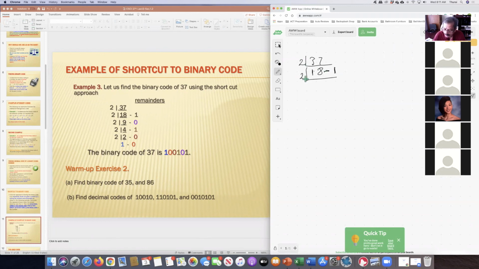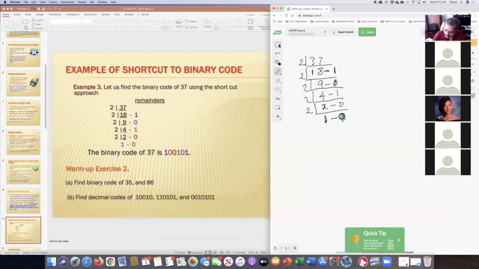Divide by 2 again. 2 goes into 18 9 times with the remainder of 0. No remainder means write a 0. Divide by 2 again. 2 times 4 is 8, so remainder is 1. 2 goes into 4 2 times, no remainder. You have to keep doing it until you get a number less than 2, which is 1. So 2 divides into 1 zero times with the remainder of 1. This last remainder is the one often missed by the students. You must write every remainder.